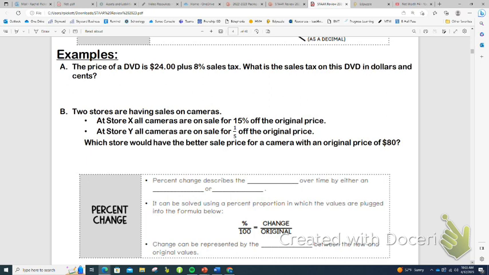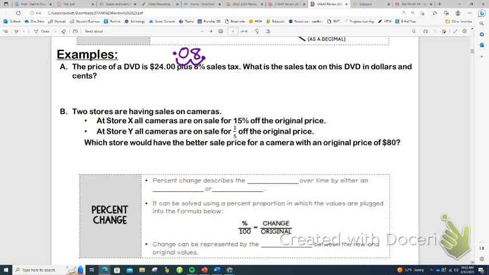Example A says the price of a DVD is $24 plus 8% sales tax. What is the sales tax on this DVD in dollars and cents? Now you should remember when we reviewed sales tax, we taught you guys to just multiply. The common mistake is that people would multiply 24 times 8. But remember, we cannot multiply percents. We have to turn them into decimals, which means we have to move the decimal twice to the left, which would give me 0.08, not 0.8, 0.08.